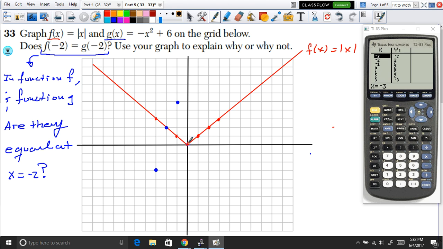0, comma 6. So 0, 1, 2, 3, 4, 5, 6. What is this? 1, 5. So we got x1, 1, 2, 3, 4, 5. And we got 2, 2. It's about here. And we got 3, comma 3. 3, comma negative 3, 1, 2, 3.